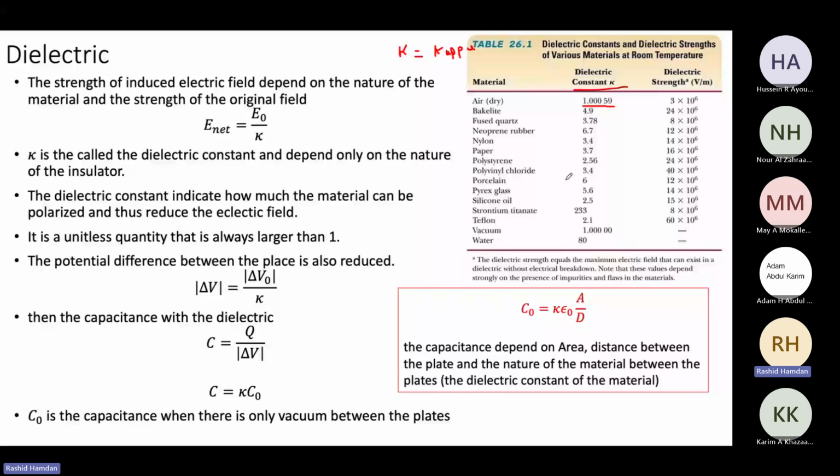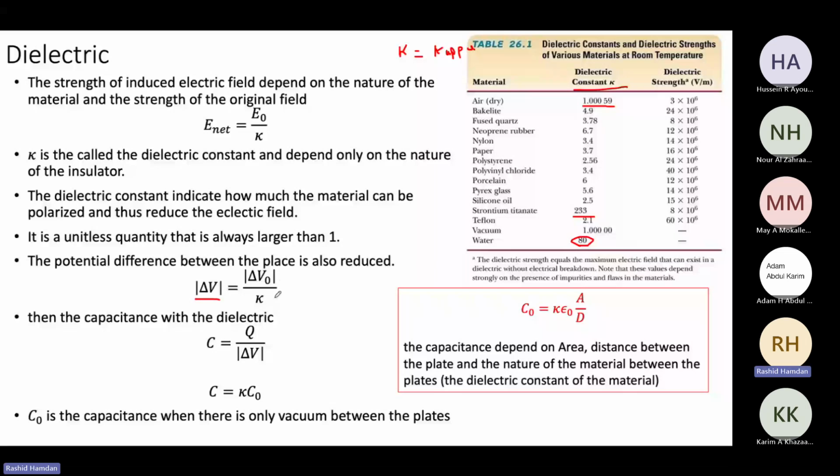But when you go to something like water, water is a very strong dielectric material. First, it's a liquid, it can reorient very easily. Second, oxygen is partially negative, hydrogen is partially positive. So you see it has a very large dielectric constant. And strontium titanate, it has a very large dielectric constant too. So now the voltage between the plates becomes equal to V0 over kappa. So we reduce the voltage.